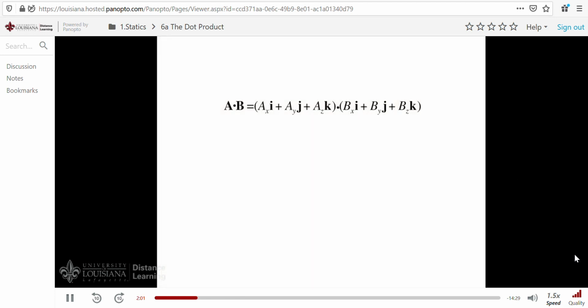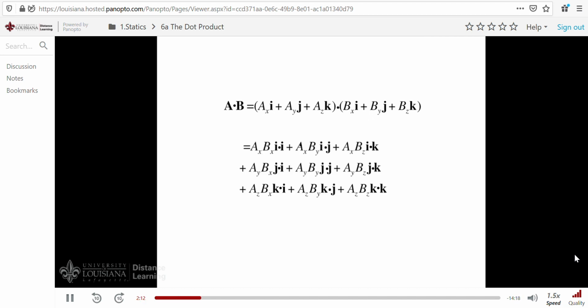Let's consider finding the dot product between these two Cartesian vectors written in general form. In order to do it, we have to take this term and dot it with this one. And of course, that would give us ax bx, i dot i. And then we take this term and we multiply it by this one. And there we get ax by, i dot j, and so on. Now let's carry out all the dot products.